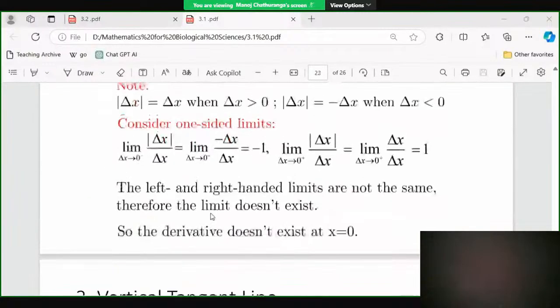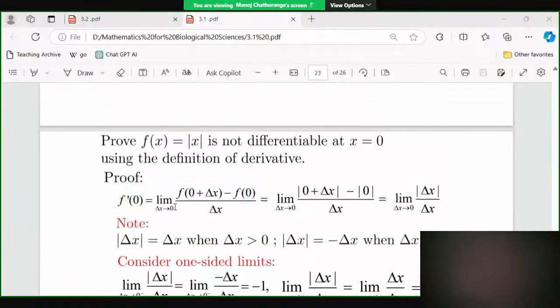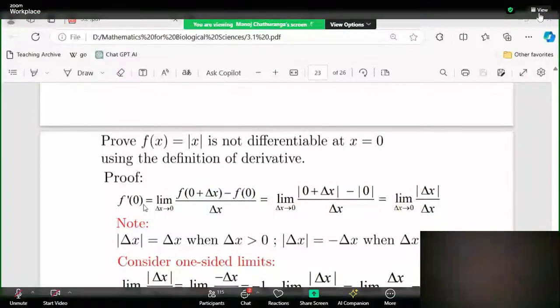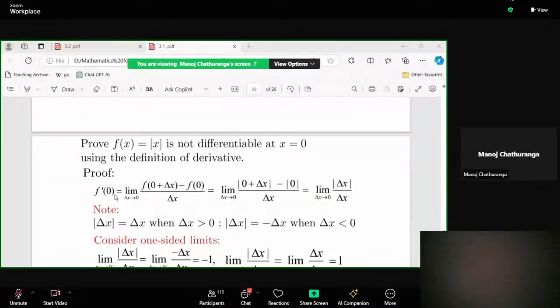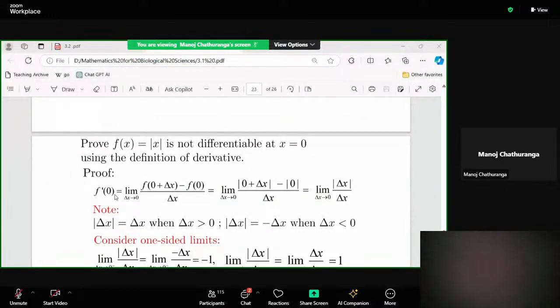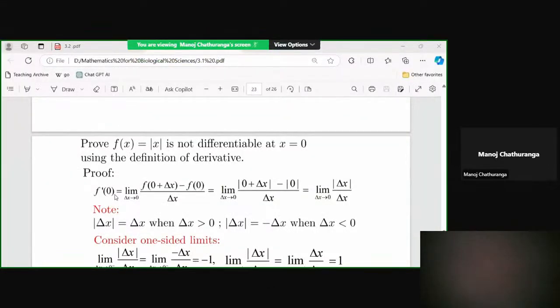So to see this, what you can do is write down the limit definition, the definition of the derivative as a limit. Now the point is how you approach 0. You have two different directions to approach 0. So that means we have to consider one-sided limits.